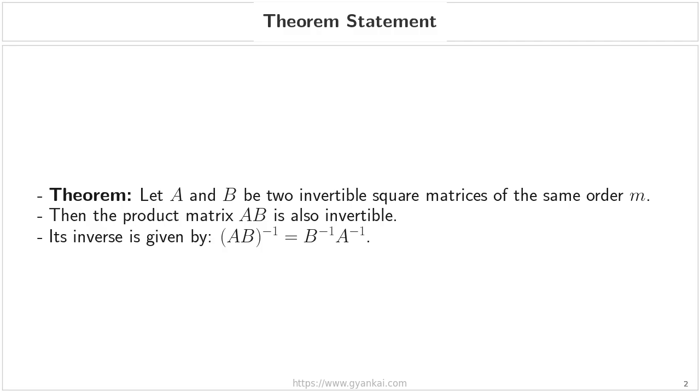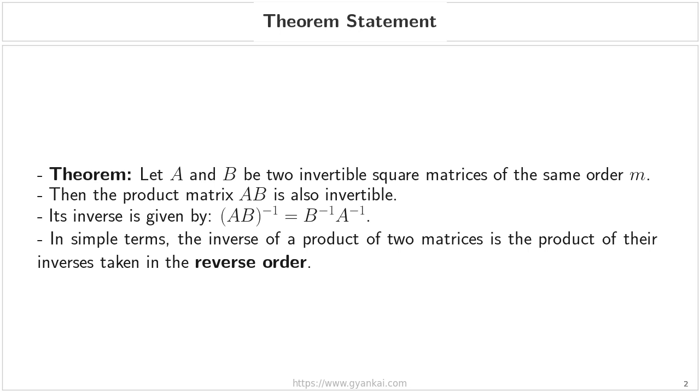The inverse of the product, AB, is equal to the inverse of B multiplied by the inverse of A. To put this in simpler terms, the inverse of a product of two matrices is the product of their individual inverses, but they must be taken in the reverse order.